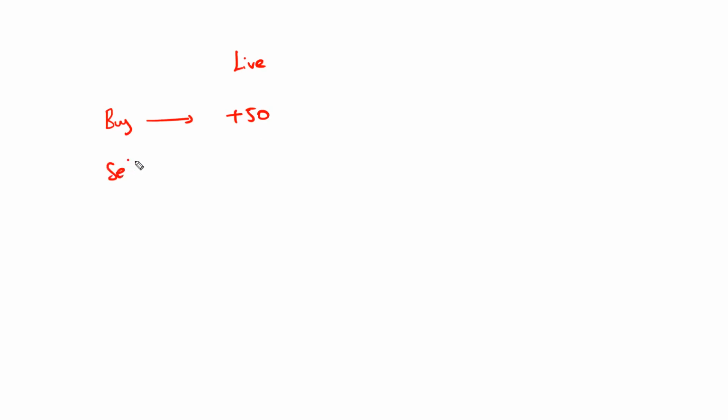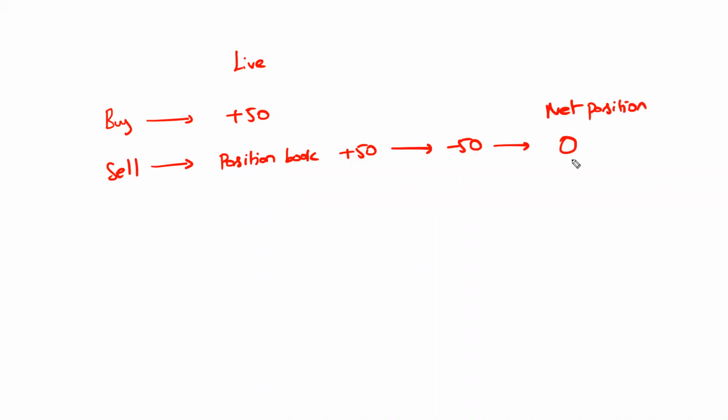If there is a sell, it will look into the position book. If plus 50 is already there in the position book, then only it will try to sell. It will try to sell minus 50, so that your net position goes to zero. That means the position gets squared off. If position is zero, what does it mean? Your position is squared off, totally closed. Position is closed over here.